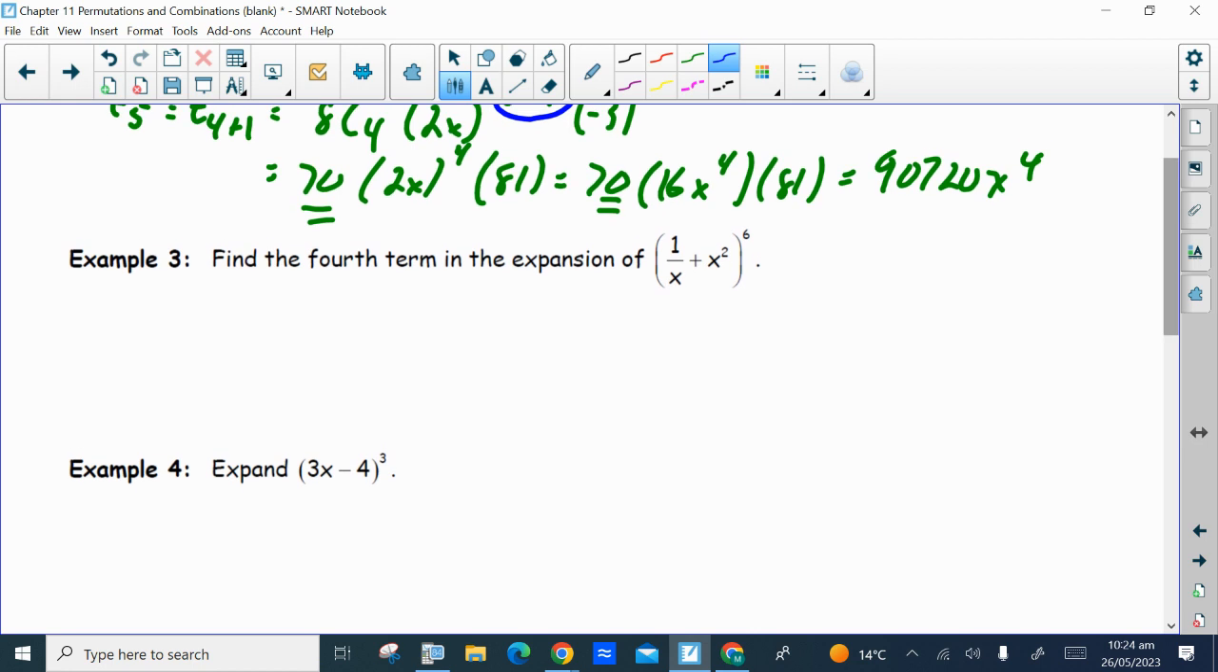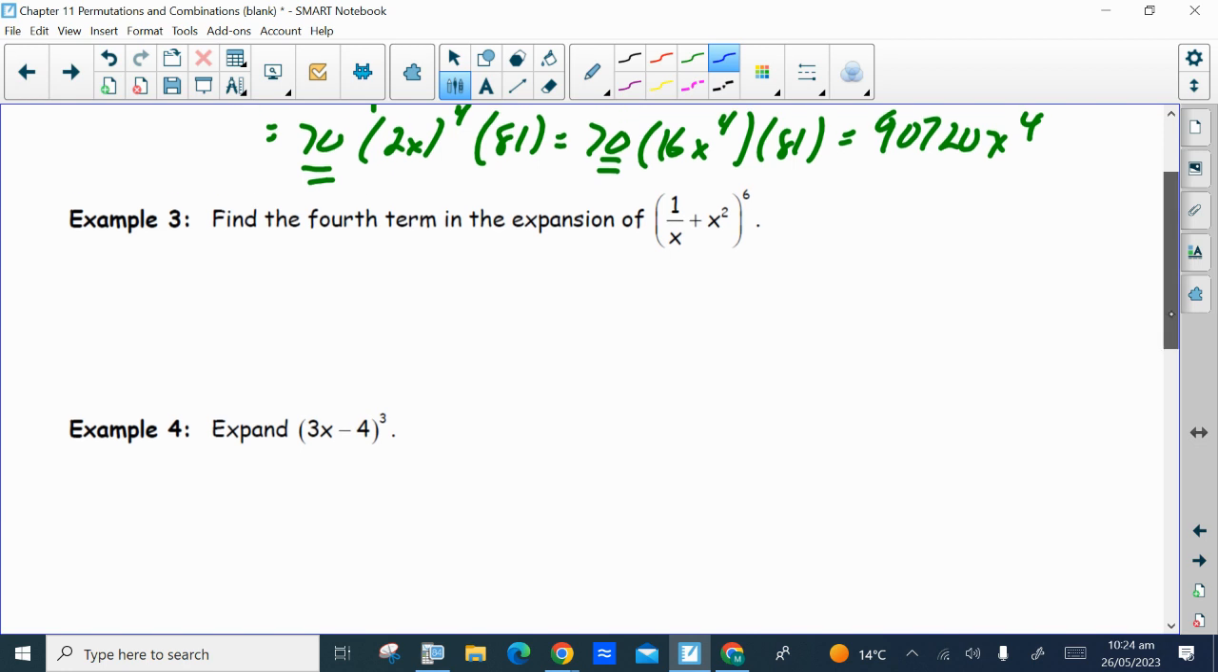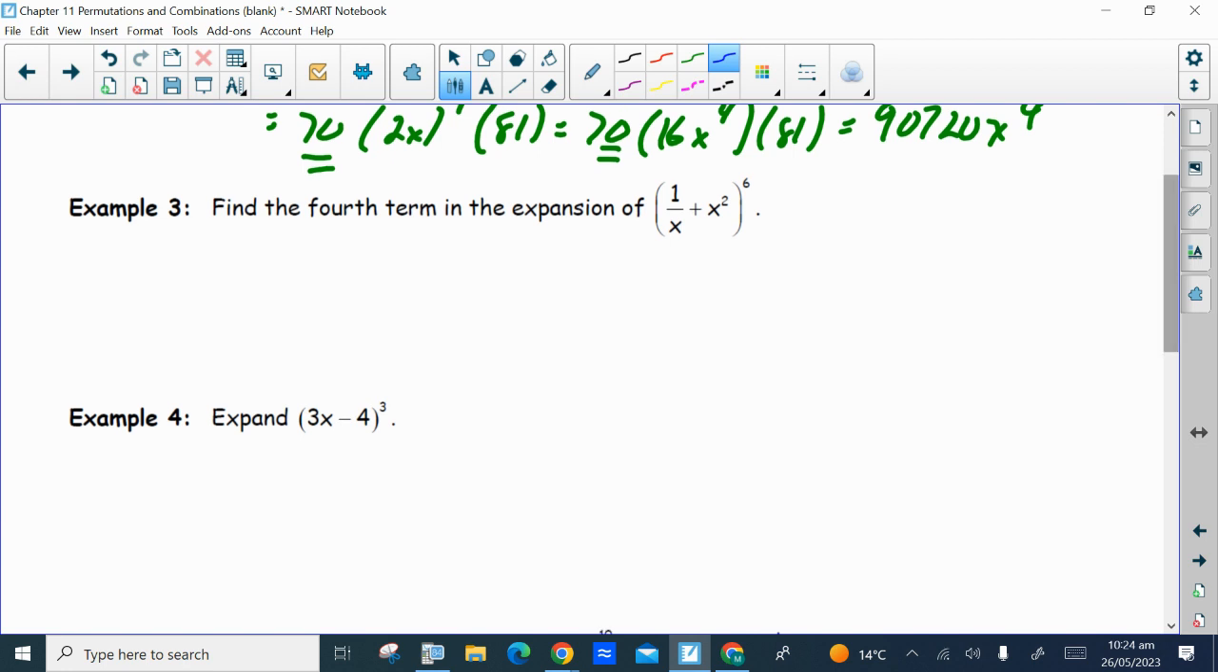Okay, so these types of questions are common on the diploma exam. Not necessarily doing an entire expansion, but finding a specific term in an expansion. And you can definitely expand the whole thing out, but it's quicker just to use the general term formula.